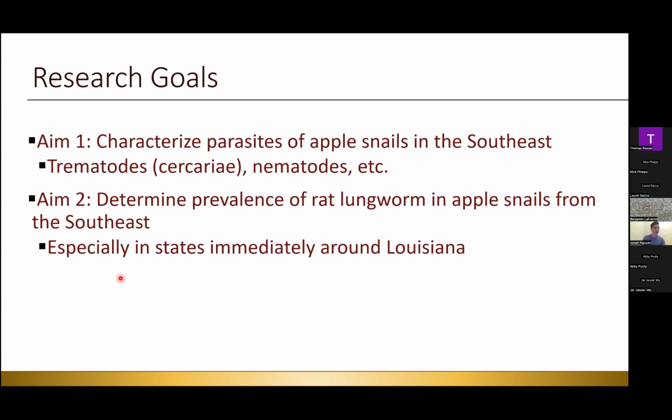Anyway, moving on to research goals, it's mostly just to characterize parasites of apple snails in the southeast: trematodes in the form of cercaria shedding from the snails into the water, nematodes, things like that. Aim two, the bigger one especially, is to determine the prevalence of rat lungworm in apple snails in the southeast, especially in states immediately around Louisiana, because the concern is that there are apple snails in some of the crawfish ponds in Louisiana. Apple snails can get rat lungworm, we know that already. Could the crawfish serve as paratenic hosts by consuming dead apple snails that have rat lungworm? That's the idea. And then could people get infected by eating those crawfish?